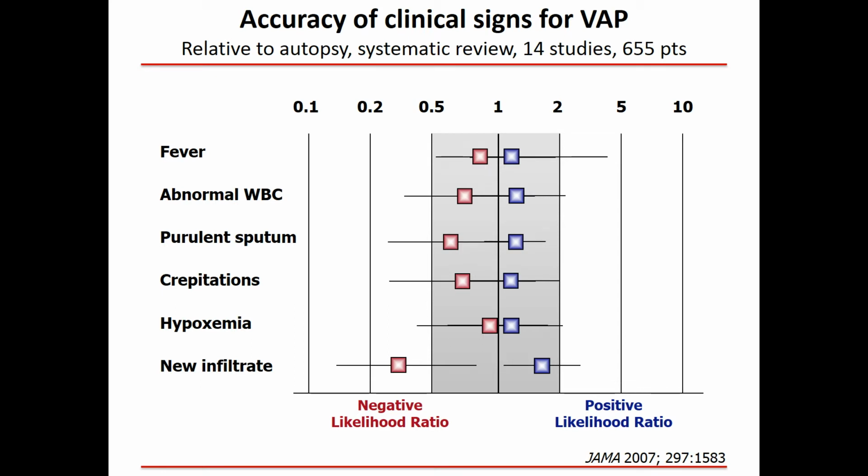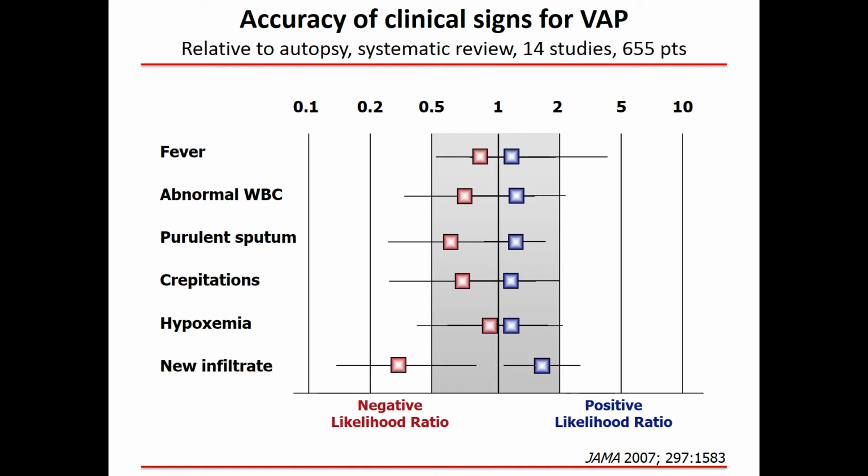The only possible exception is a new infiltrate, and the absence of a new infiltrate has a negative likelihood ratio of 0.3. Now that's not particularly powerful in terms of ruling out disease. We say that for a likelihood ratio to really be helpful, it should be above 5 to 10 or below 0.2 to 0.1. And here we see it's around 0.3. So it makes pneumonia less likely, but it's certainly not diagnostic.